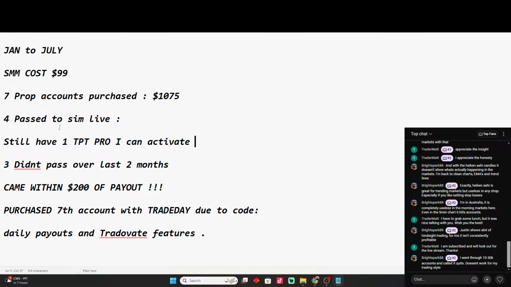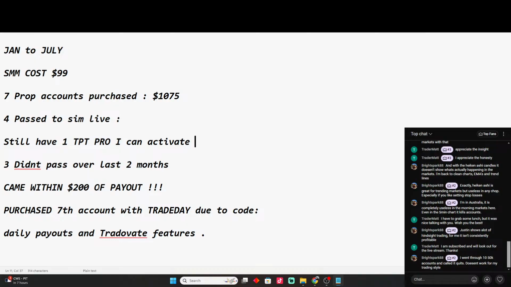7 prop accounts purchased. 4 of them I passed a sim live, which is good. It's good if you can pass an eval. It means nothing if you can't make money. Passing an eval and playing a video game are the same exact thing, financial-wise. I'm over $1,000 in evals. I have 1 TPT Pro account I can activate. 3 I didn't pass over the last 2 months. I didn't even pass the evals using simple market metrics. That just tells you the last 3 months have been so drastically different. The market's definitely changed and been harder, but there's been a lot more chop, and it doesn't work in chop.